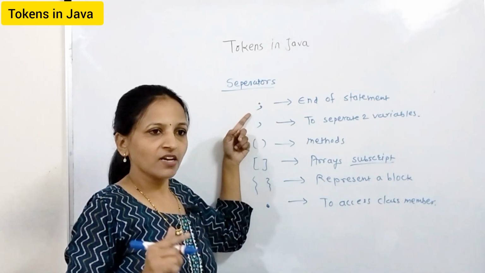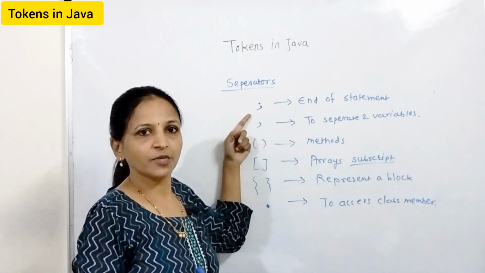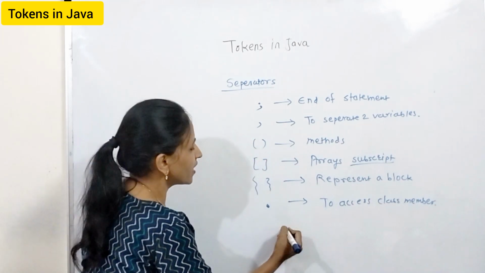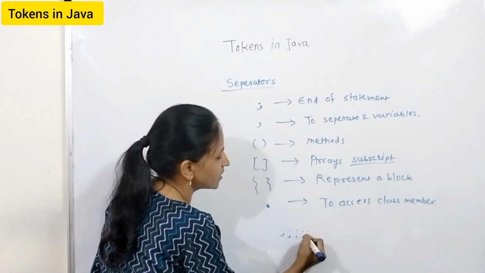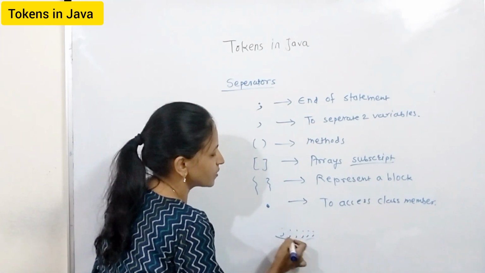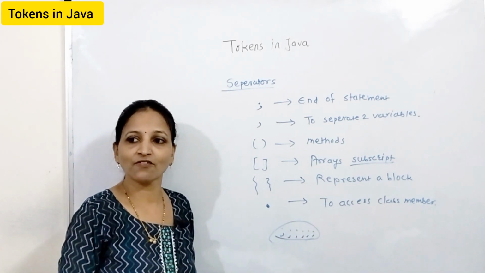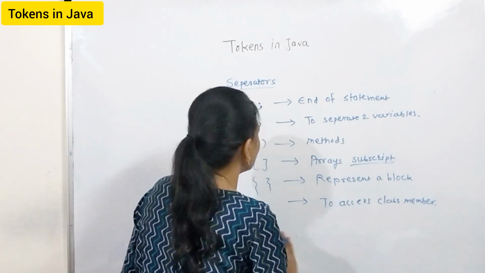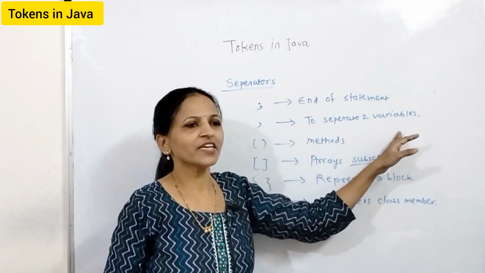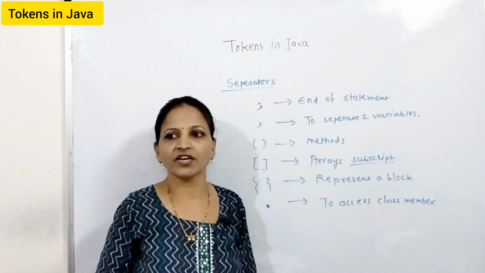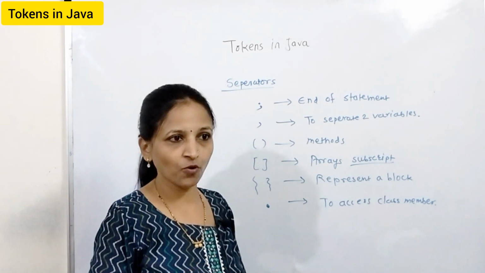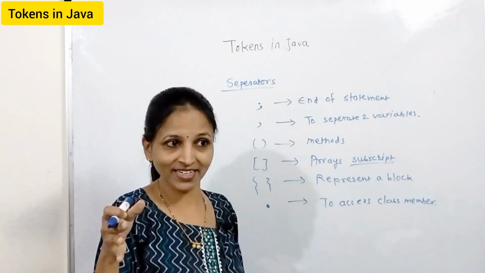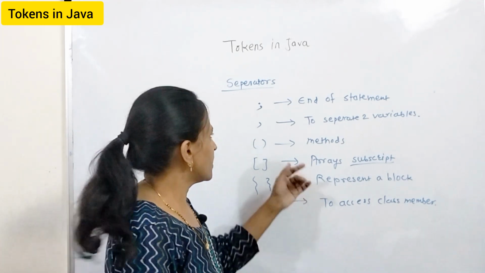First one, semicolon, always represents the end of a statement. Every statement should end with a semicolon. If you write semicolons somewhere like this, these are called empty statements. You can write any number of semicolons anywhere in Java, no problem, you will not get an error. Then next one is comma, to separate two variables. If you are declaring multiple variables in the same line, you have to separate all those identifiers by comma. That is again a separator.